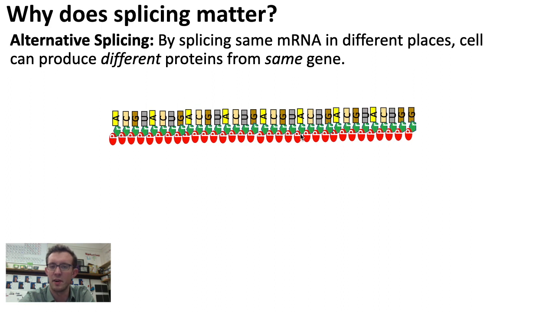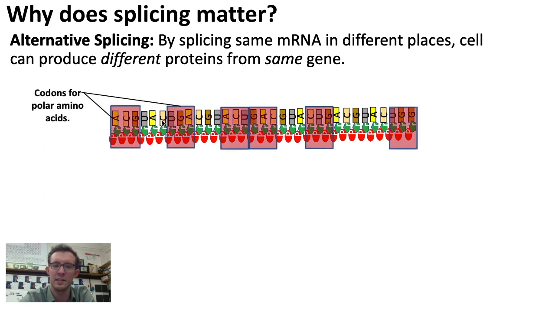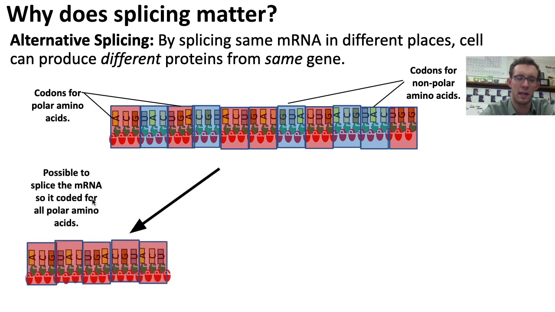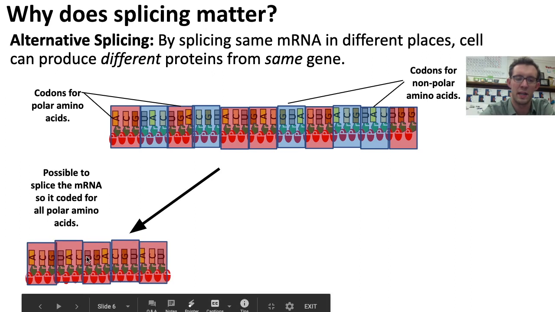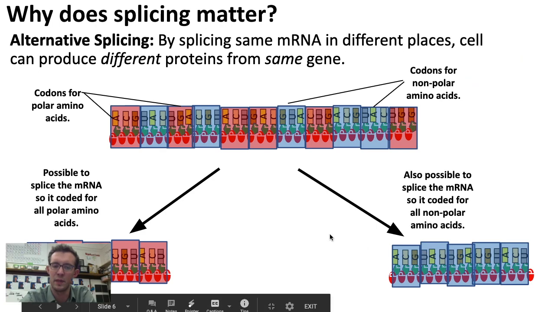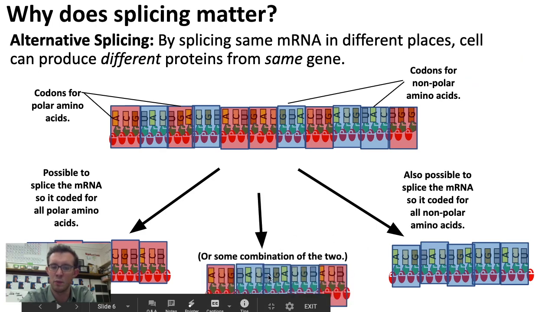So for instance, if this is our mRNA strand, and let's say that these codons in the mRNA strand code for polar amino acids, and these codons in the mRNA code for non-polar amino acids, well, it's possible, depending on how our cells splice this mRNA, that we could end up with an RNA strand coding for an all-polar protein. Or it's possible that we end with an mRNA strand that would code and translate to an all-non-polar protein, or it's possible that we end up with some sort of combination of the two.